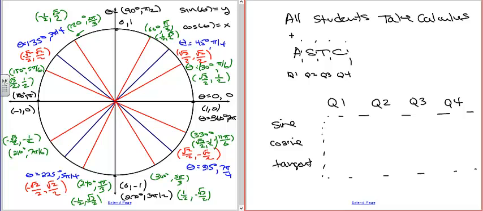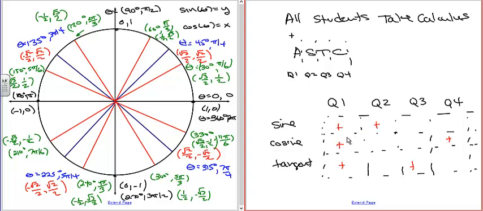And what it says is, what are the signs, meaning plus or minus, for these different trig functions? Well, they all are positive in the first quadrant, so A stands for all. In the second quadrant, the sine is positive. In the third quadrant, the tangent's positive. And in the fourth quadrant, the cosine's positive.